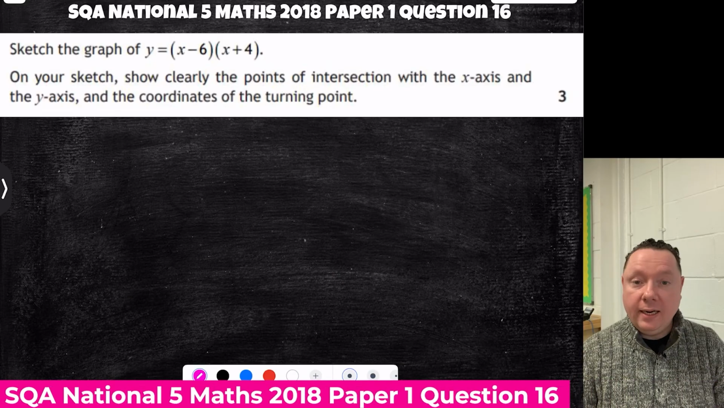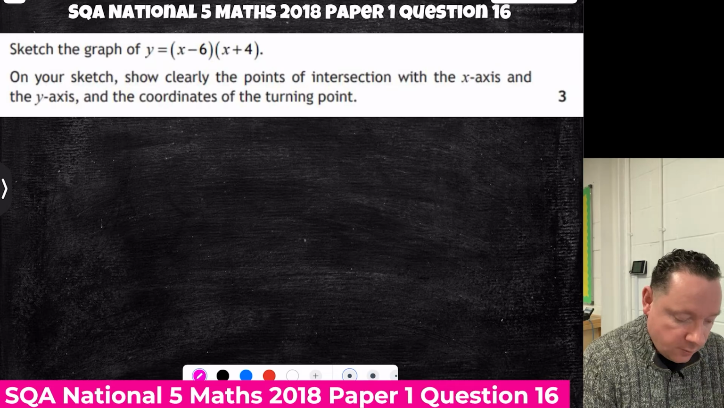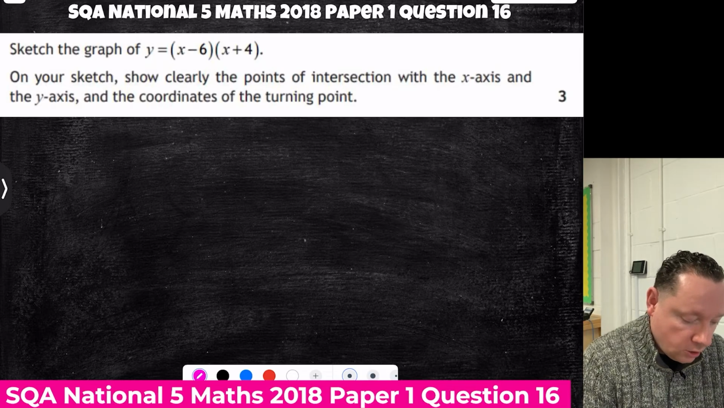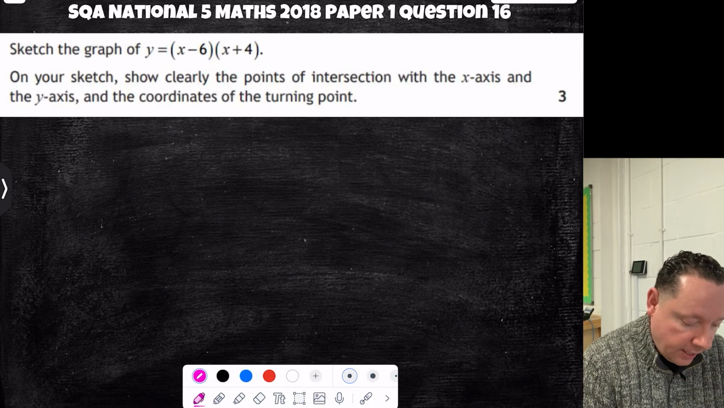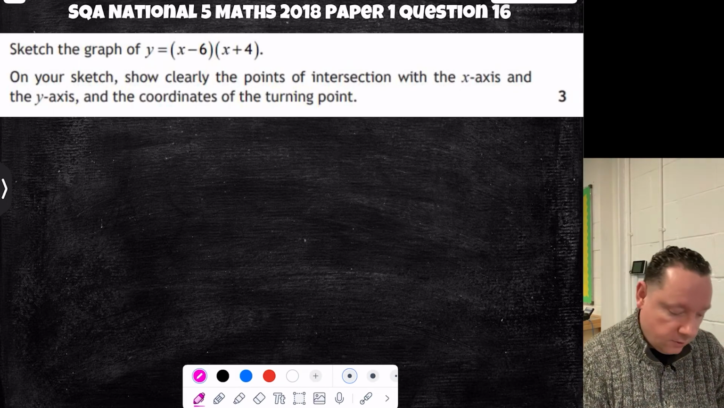National 5 Maths 2018, Paper 1, Question 16. Sketch a graph of y equals (x minus 6)(x plus 4). On this sketch, show the points of intersection with the x and y axis and the turning point. Okay, let's do our points of intersection first.